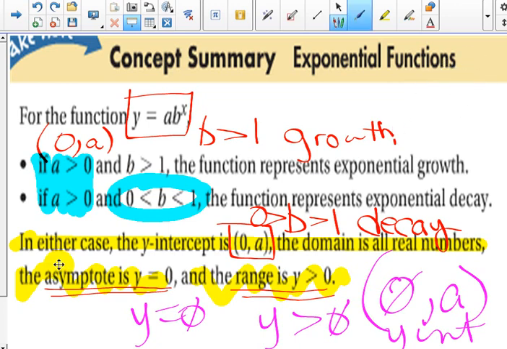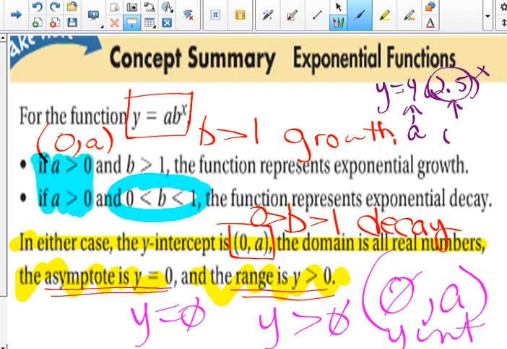Now let's look at 6. We have y equals 4 times 2.5 to the x power. So my a is positive, and my b is 2.5. Is that a growth or decay? You have to decide, is this between 0 and 1, or is it greater than 1? It's a growth, because it's greater than 1. It's an exponential growth.